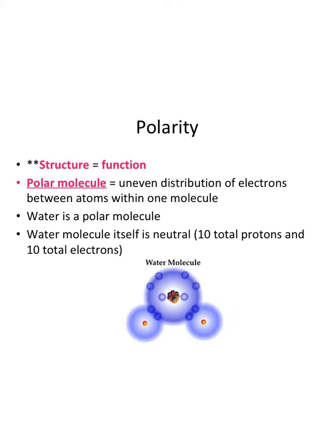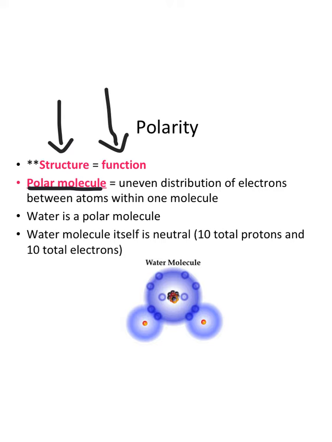So like many things in biology, the structure of the water molecule allows it to perform its function. Therefore, in order for us to understand the important function water plays for living things, we first have to understand its structure. The structure of water is that it's a polar molecule. And what this means is that the electrons that are shared in the bonds of atoms are shared unevenly. That's the definition of a polar bond.